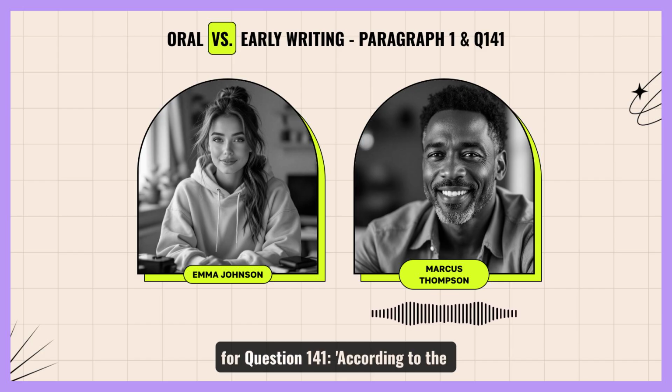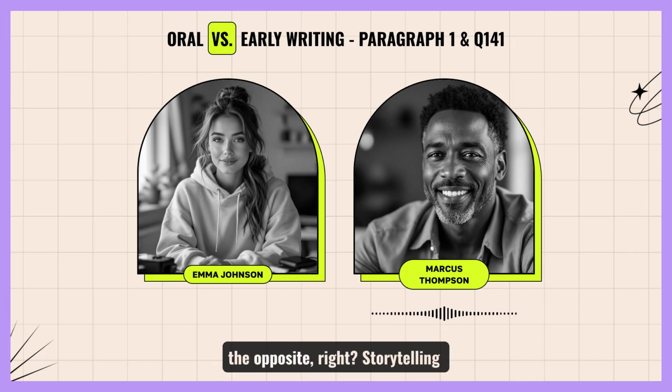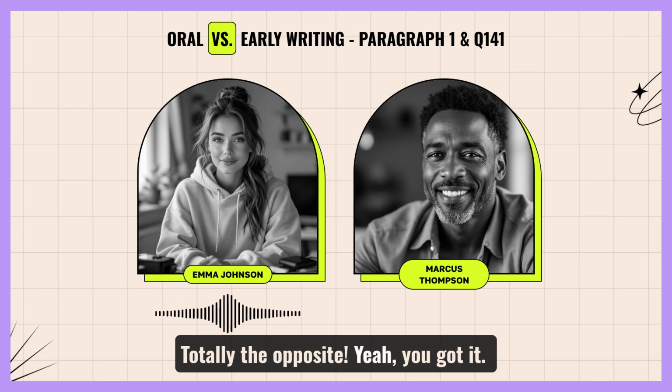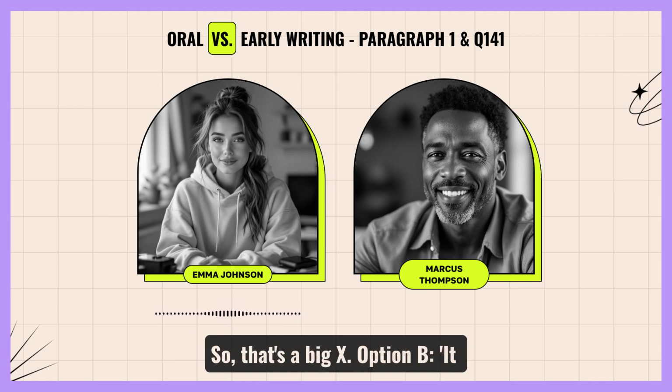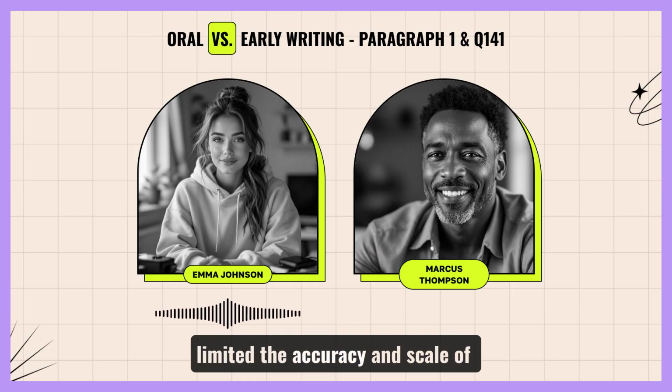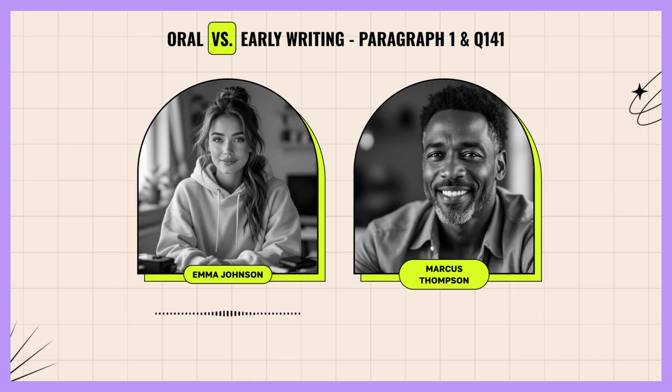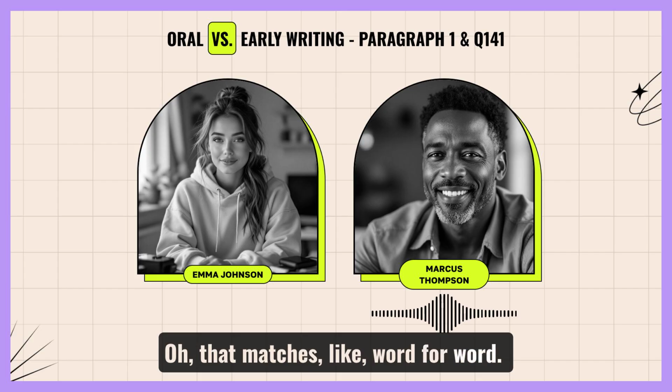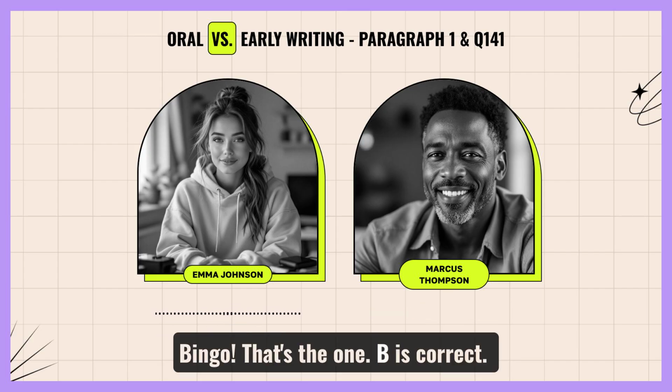Okay, so for question 141, according to the passage, what limitation did oral transmission of knowledge have in early societies? And option A says it prevented communities from sharing cultural traditions. But that's the opposite, right? Storytelling totally shared traditions. Totally the opposite. Yeah, you got it. So that's a big X. Option B, it limited the accuracy and scale of preserved information. Oh, that matches word for word. Bingo. That's the one. B is correct.